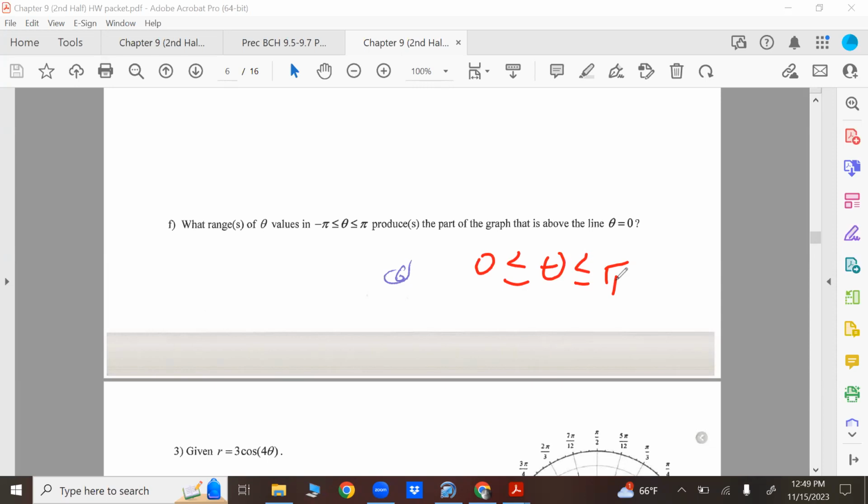Oh wait, no zeros. Those zeros are when r is 0, when it touches the pole. Right.